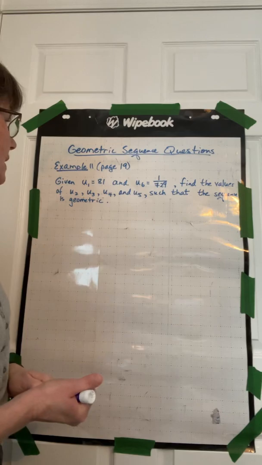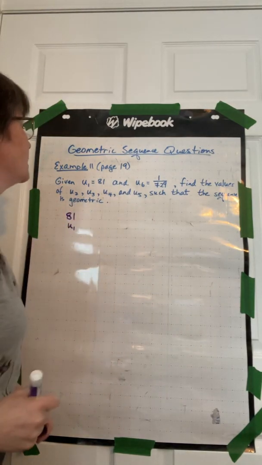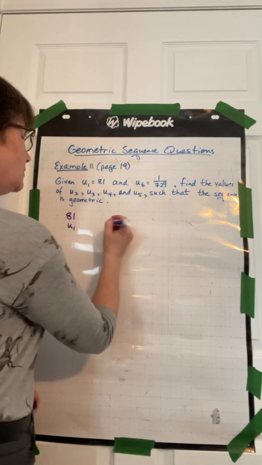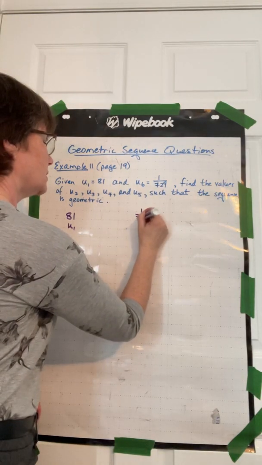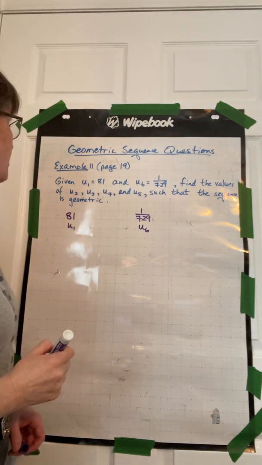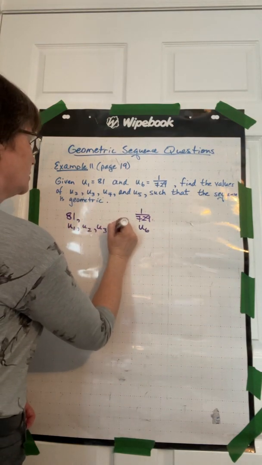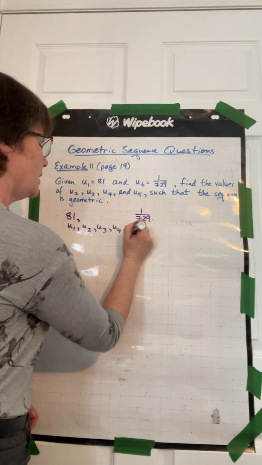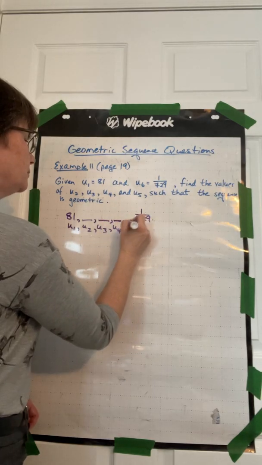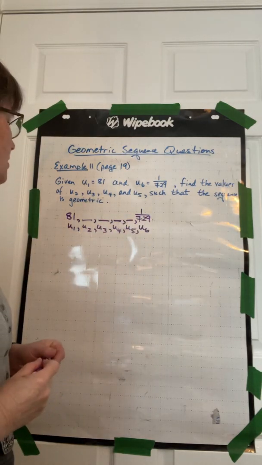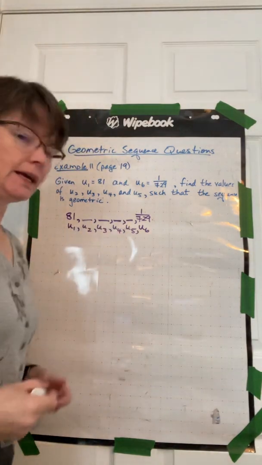Given that U1 is 81, okay, so we know U1 is 81, and U6 is 1 over 729. So we know U6 is 1 over 729. Find the values of U2, U3, U4, and U5. Okay, so we need to find these. I need to find those numbers such that the sequence is geometric. So it wants it to be geometric. All right, so we need to fill in these blanks.